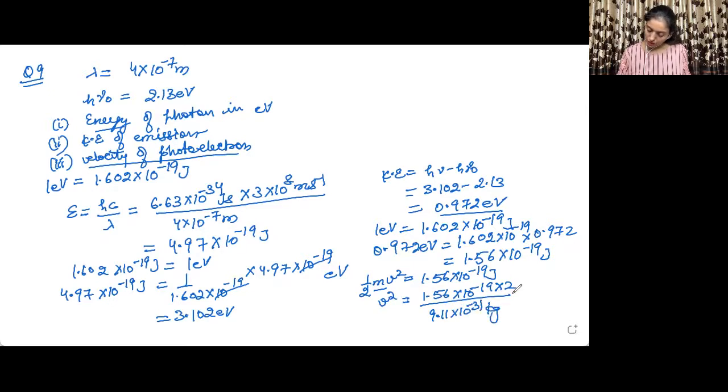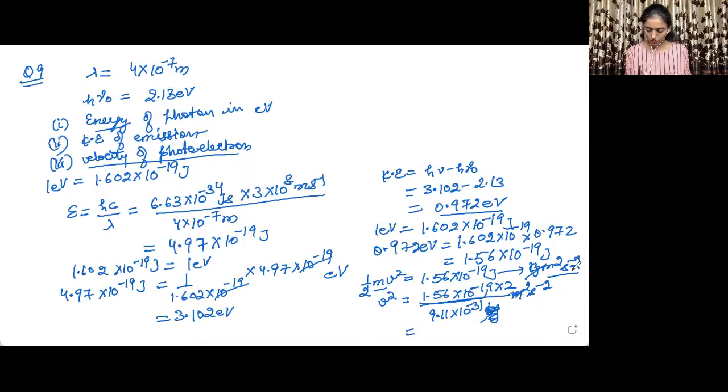So it will be in meter square per second square. Now see, this energy has the unit, when we are saying joule, it is kg meter square per second square. So kg will get cancelled, meter square per second square will be left. So the final unit will be meter square per second square. So we can just calculate it.